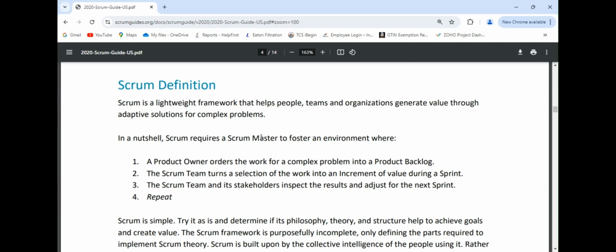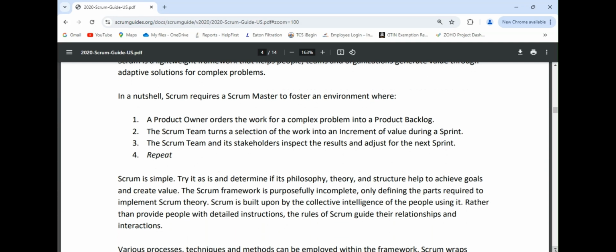1. A product owner orders the work for a complex problem into a product backlog. 2. The Scrum team turns a selection of the work into an increment of value during a sprint. 3. The Scrum team and its stakeholders inspect the results and adjust for the next sprint. 4. Repeat. Scrum is simple.